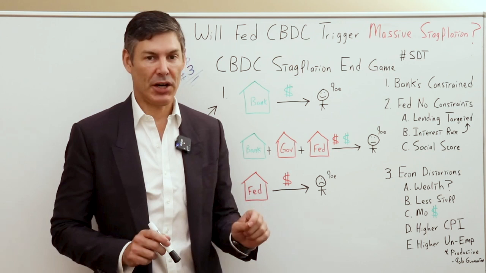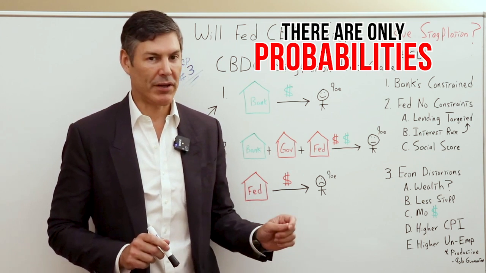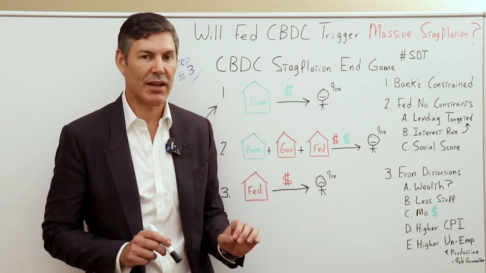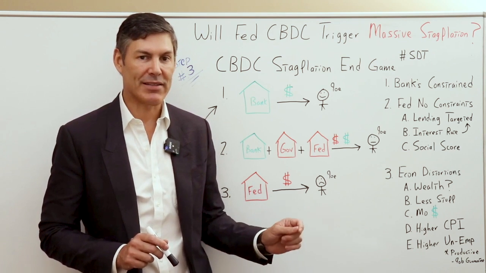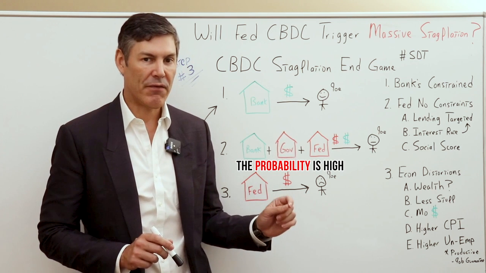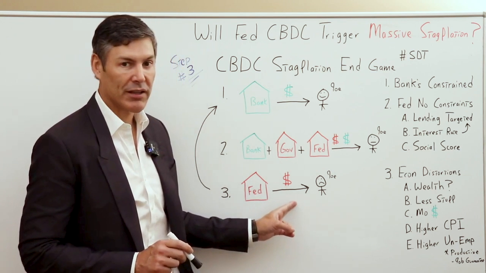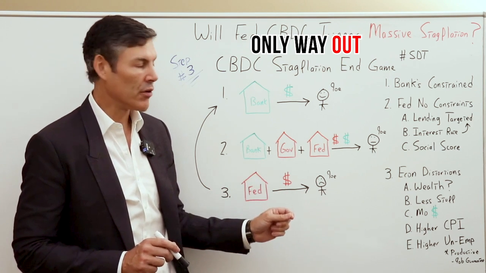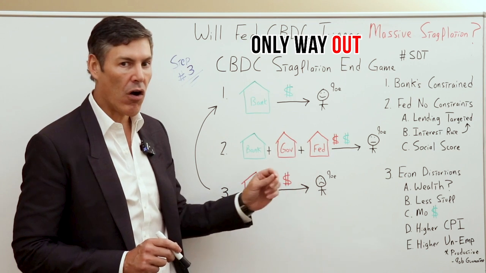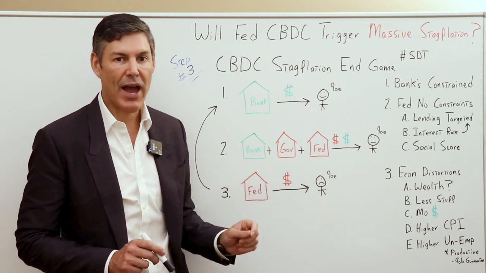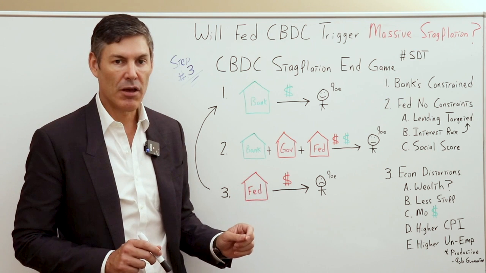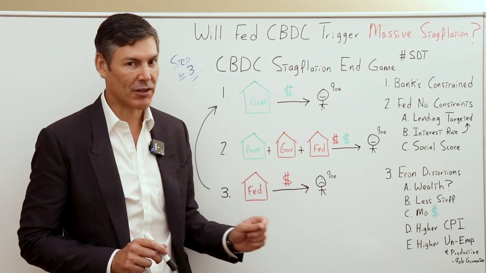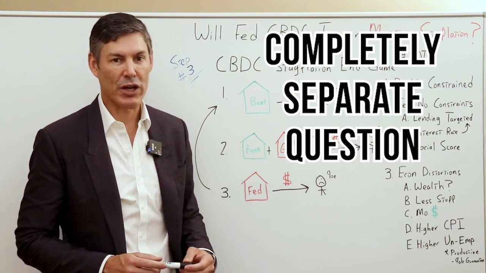But let me be very clear. There are only probabilities. There are no certainties whatsoever. I'm just saying that I think the probability is high that the government and the Fed will try to pull something like this off. Why? Because it's the only way out for the government and all the profligate spending we have had over the past decades. But whether or not they'll be able to achieve their objectives is a completely separate question.